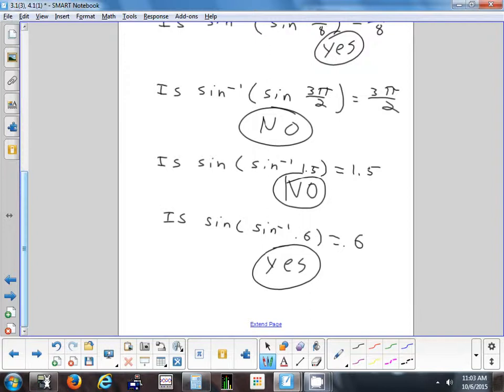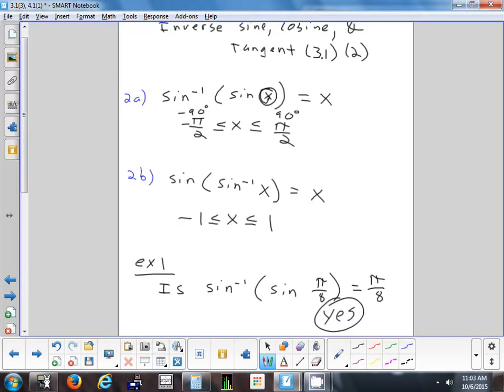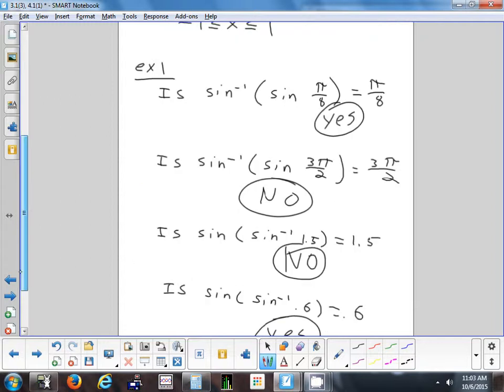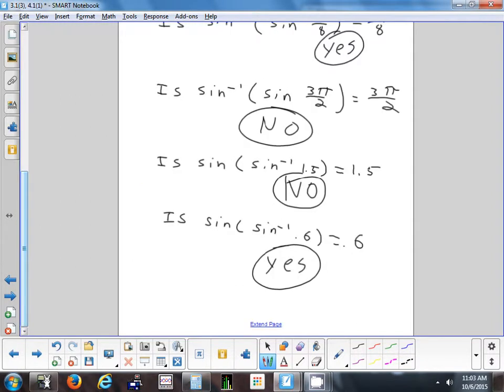Okay, any questions on those two formulas? You don't have to know which one is 2a and which one's 2b. Those are just the names that your book uses. You just have to know the two formulas. And you can make a reference sheet for this test.